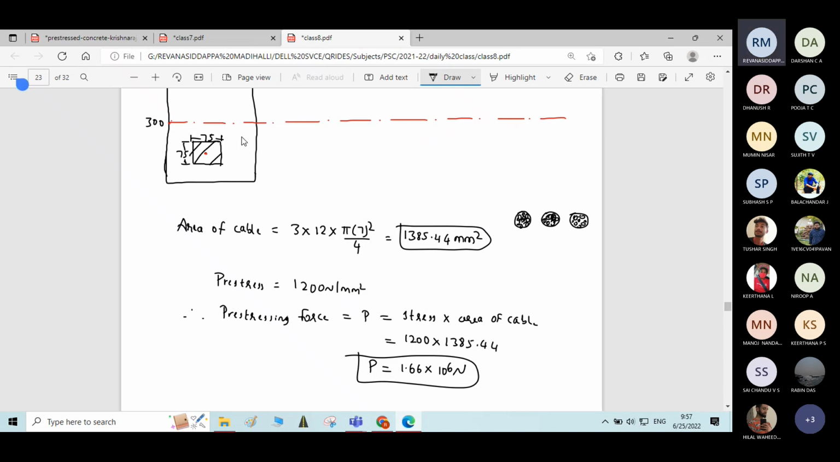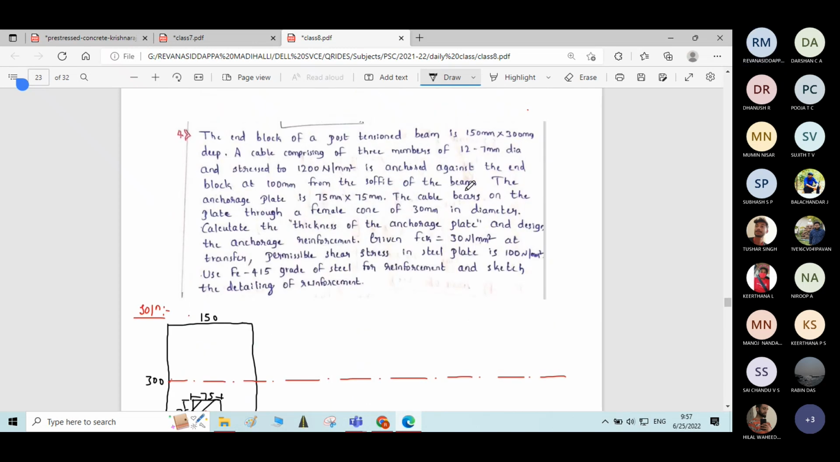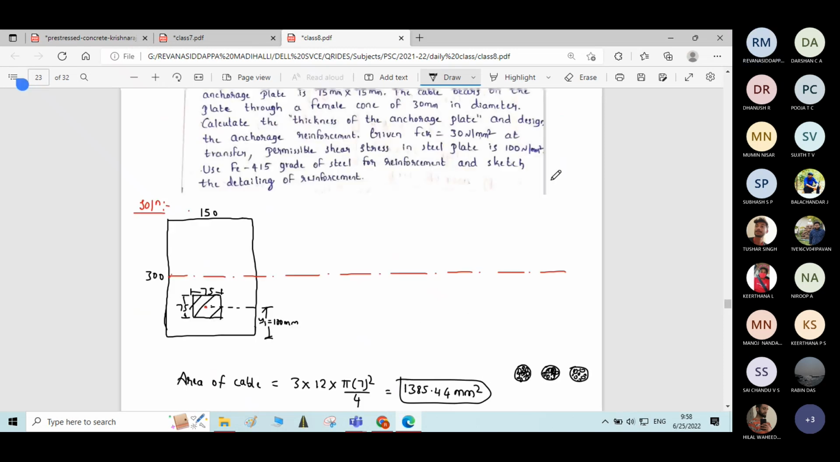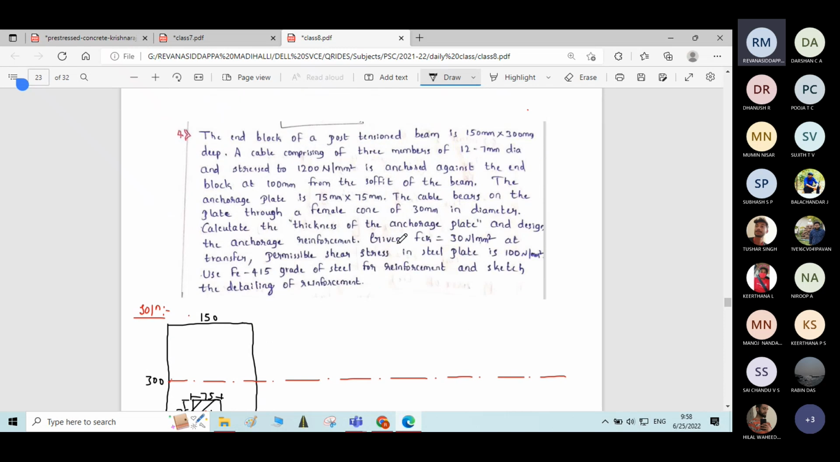75 by 75 and is anchored against the end block at 100 mm from the soffit of the beam. The cable is at a distance of 100 mm from the soffit of the beam, from here, which is nothing but y1, the distance of the cable from the nearest extreme support. It is given as 100 mm.